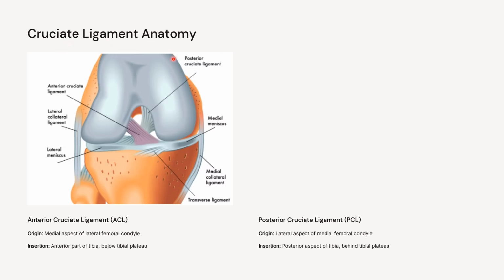What about the cruciate ligament anatomy? There is an anterior cruciate ligament and a posterior cruciate ligament. The anterior cruciate ligament originates from the medial aspect of the lateral femoral condyle and gets inserted in the anterior aspect of the tibia. Whereas the posterior cruciate ligament originates from the lateral aspect of the medial femoral condyle and gets inserted in the posterior aspect of the tibia. So this is the cruciate ligament anatomy.